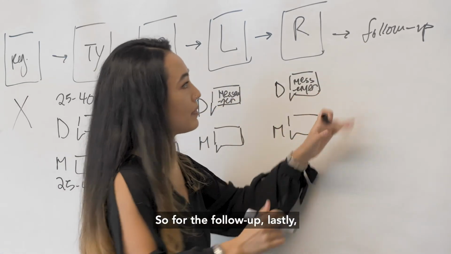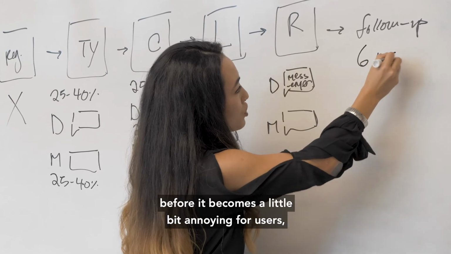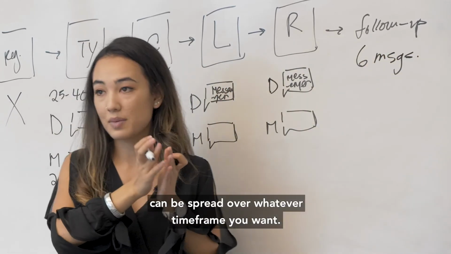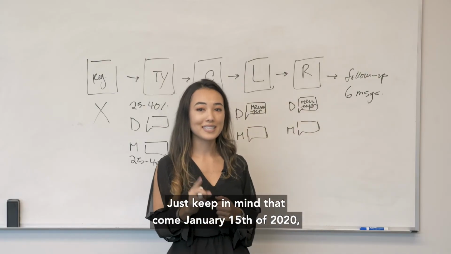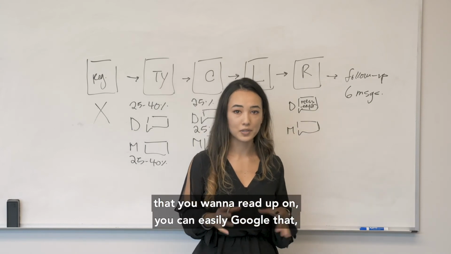So for the follow-up, lastly, I want to mention that this can contain up to 6 messages before it becomes a little bit annoying for users, and those 6 messages can be spread over whatever time frame you want. Just keep in mind that come January 15th of 2020, there are going to be some new policies in place that you want to read up on. You can easily Google that.